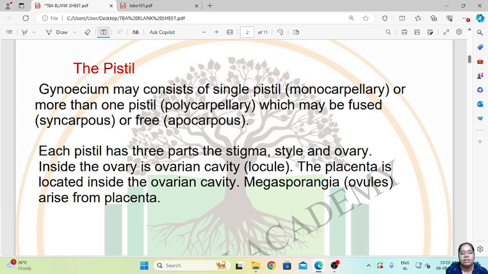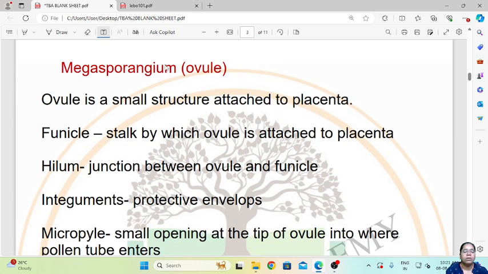Now let us see what the structure of the ovule is, that is, which are the different parts of the female gamete, the ovule. The ovule is called the megasporangium. So let us see the structure. The ovule is a small structure attached to the placenta.